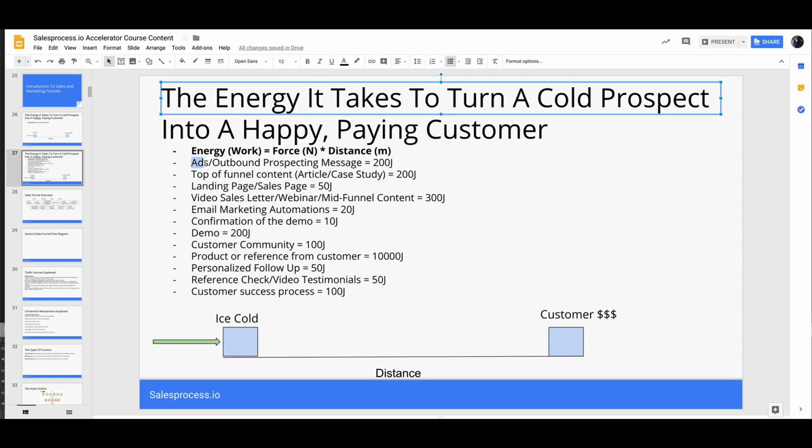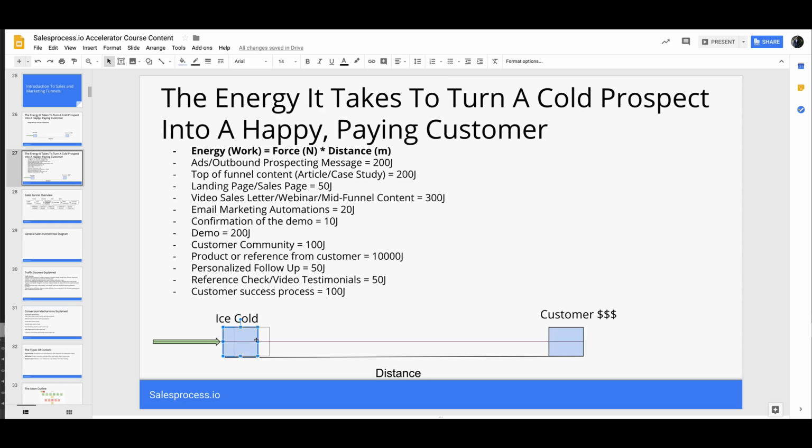Usually, you're going to start off by getting an ad in front of somebody, or maybe sending them an outbound prospecting message. You're getting someone's attention, and this is really important. I modeled this based on my experience in terms of relative energy levels. So outbound prospecting and ads is really important. Let's say that we put together an outbound prospecting message, we put together an ad, and someone watches our ad or reads our message, and 200 joules is put into the system. Now they're in our world. We move this ice cold prospect just a little bit down the path.